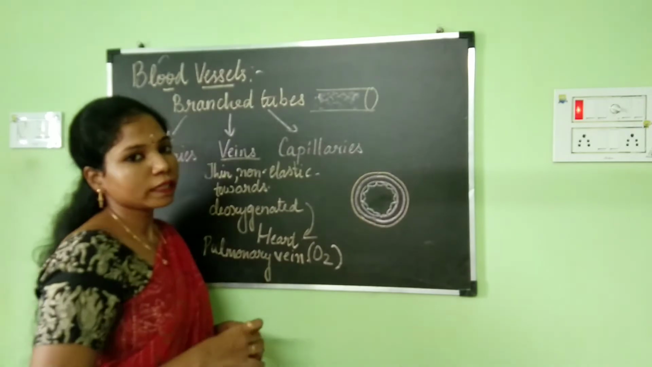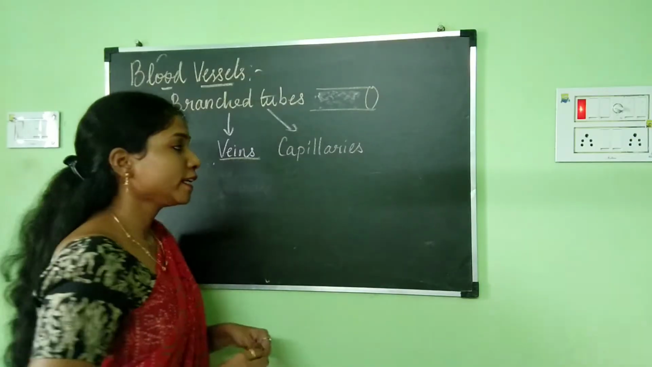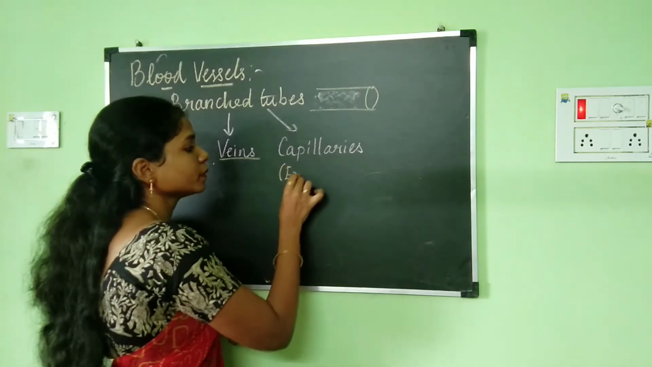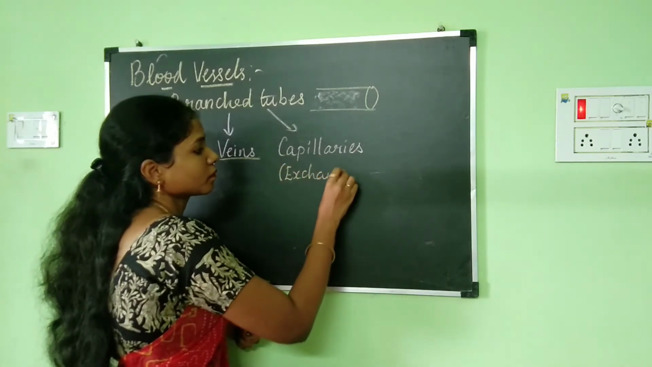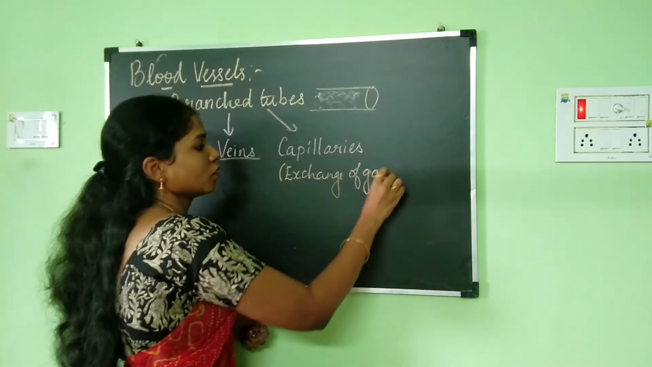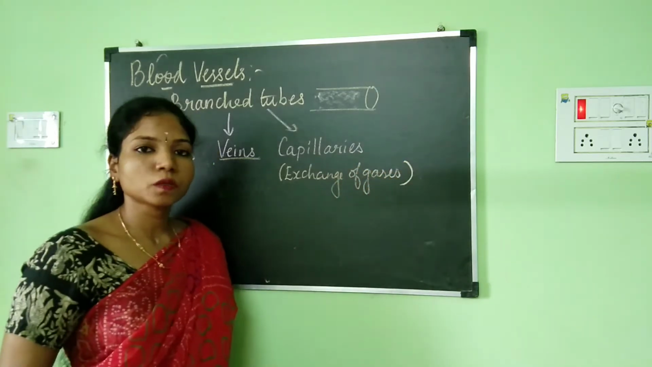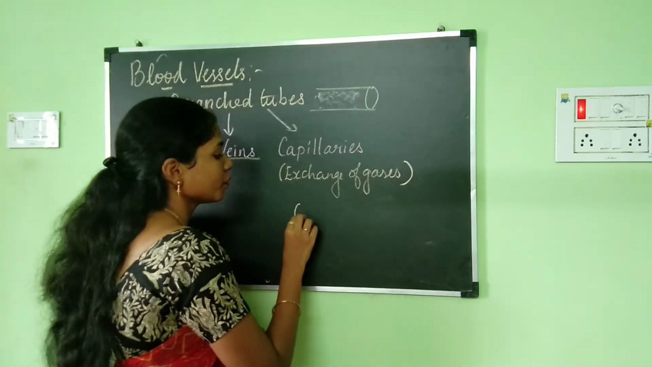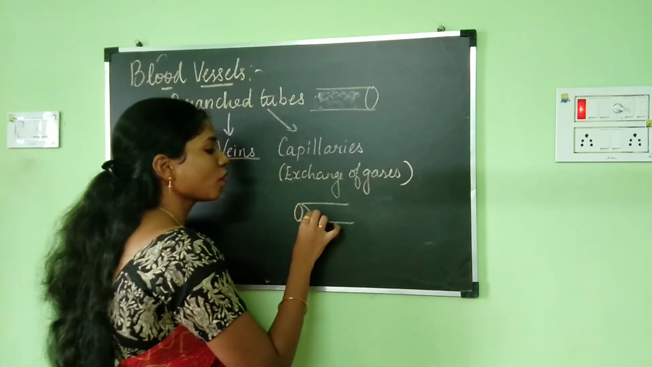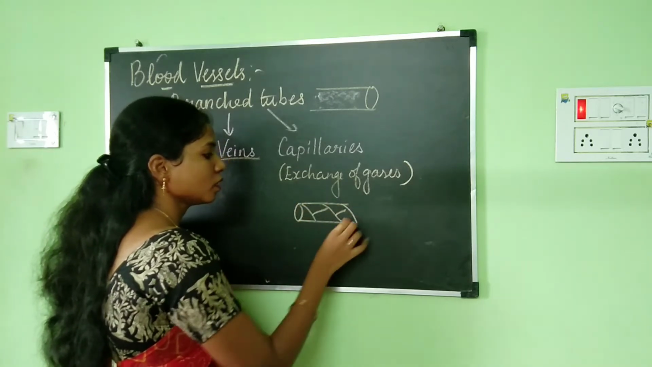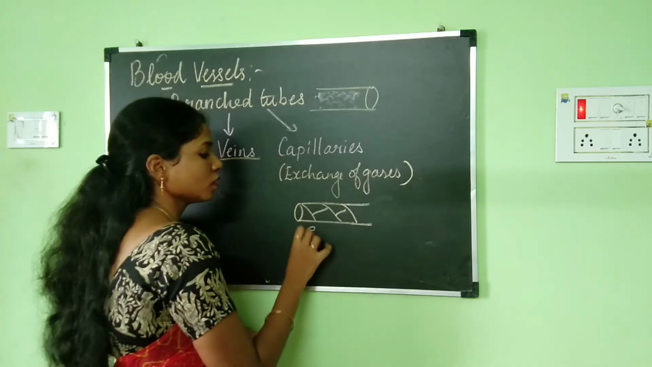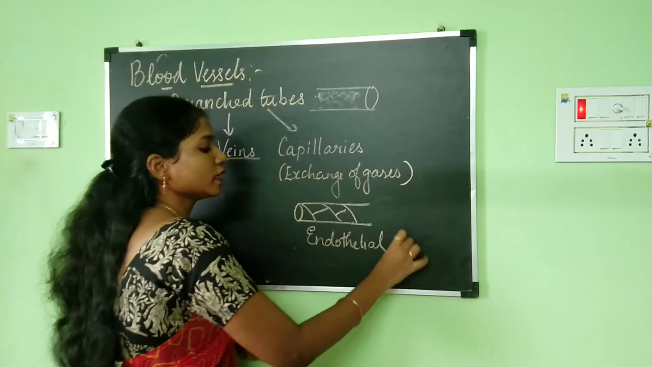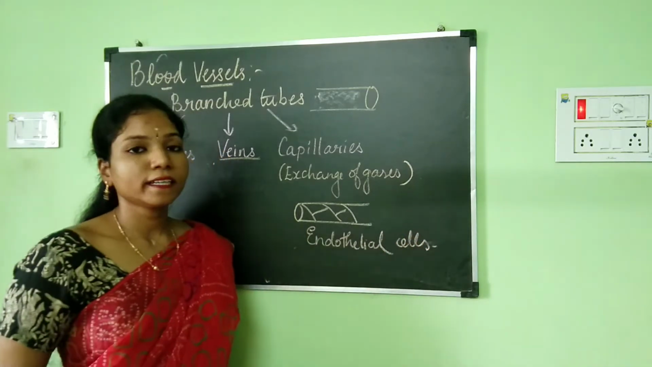Now let's move on to the capillaries. Capillaries are very tiny blood vessels, and in the capillaries only exchange of gases is going to take place. These capillaries are made up of just a single layer of endothelial cells.